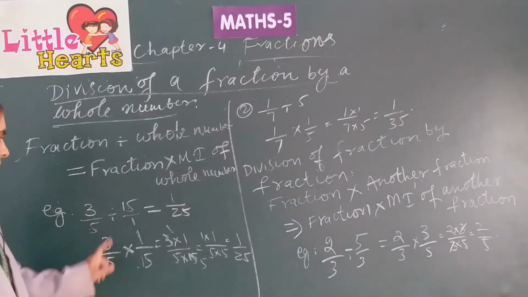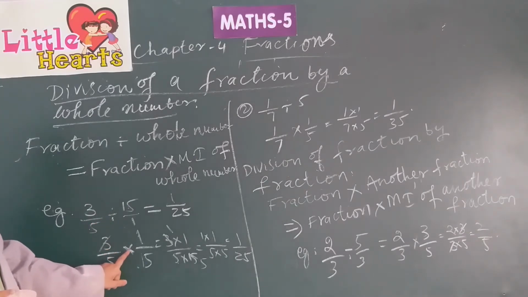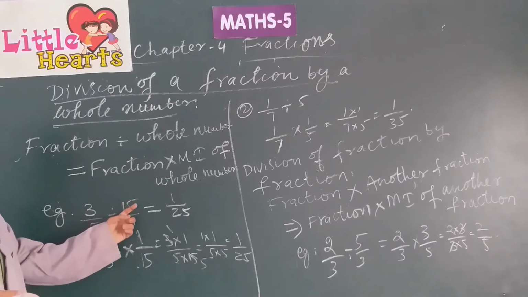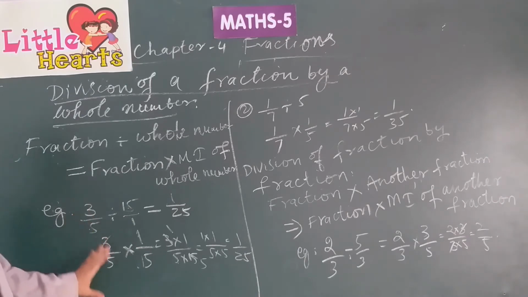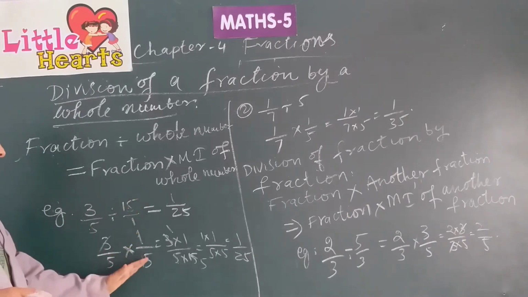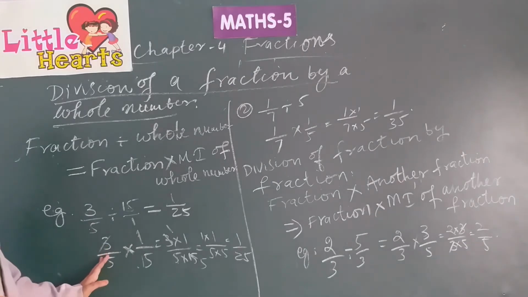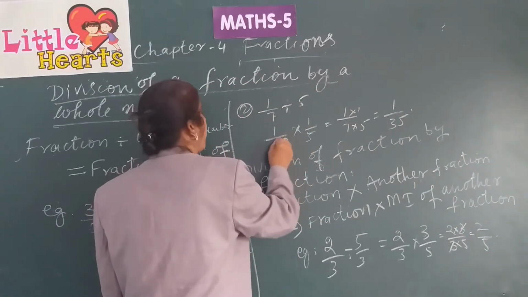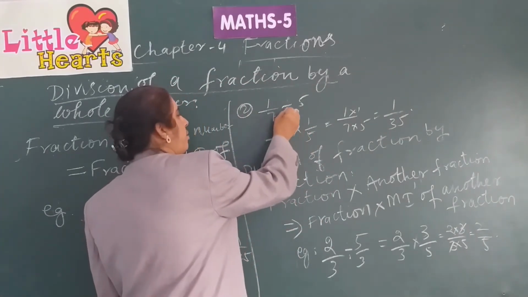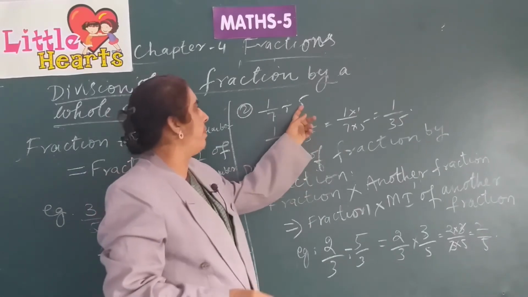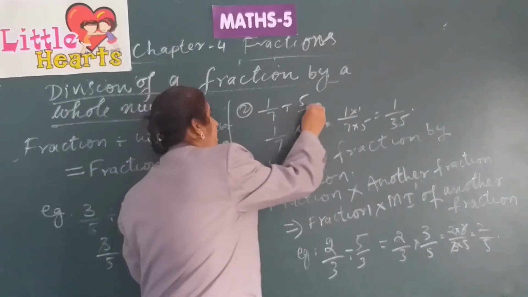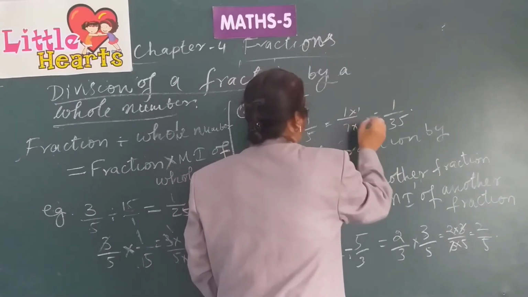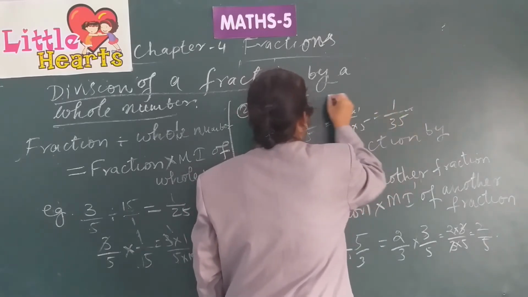Just you need to remember, division becomes multiplication, and the multiplicative inverse of this divisor should be written. First fraction will be as it is, and the whole number's multiplicative inverse should be written and then multiplied with the given fraction. Another example, 1 by 7 divided by 5. 1 by 7 given fraction, this division becomes multiplication, and this 5 multiplicative inverse should be written, that is 1 by 5. So 1 into 1 by 7 into 5. So 1 by 7 into 5, that is 1 by 35 is the answer.